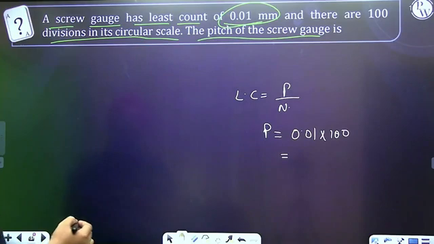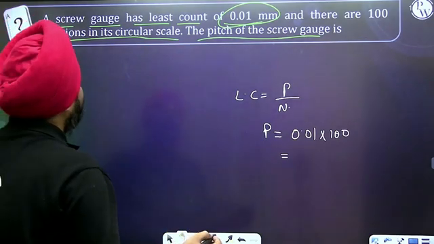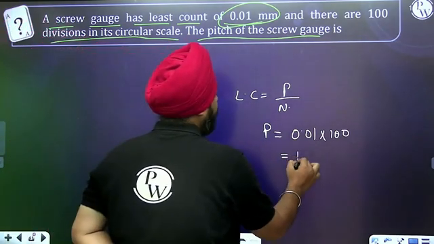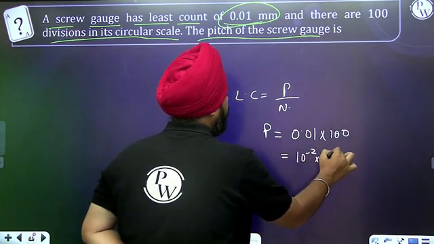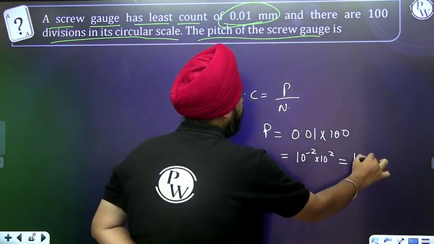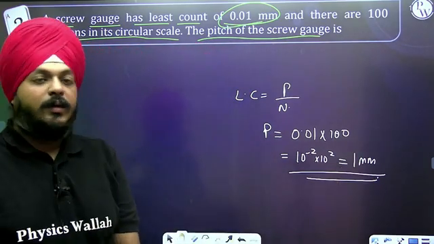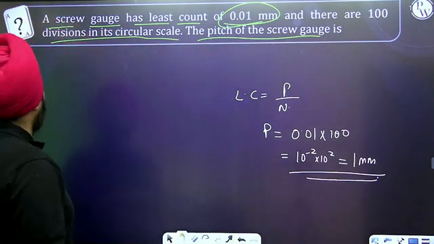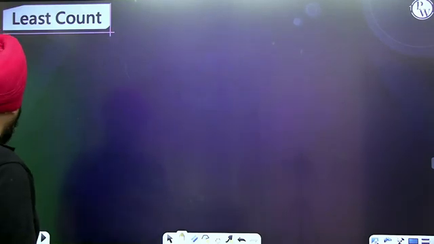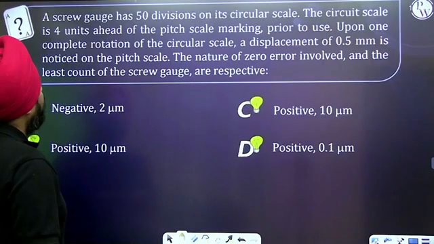So the pitch of the screw gauge, with 100 divisions on the circular scale, is going to be 10 to the power minus 2 into 10 to the power 2. It is going to be 1 mm. Pitch is going to be 1 mm, right? Least count, okay, that is all we are aware of.